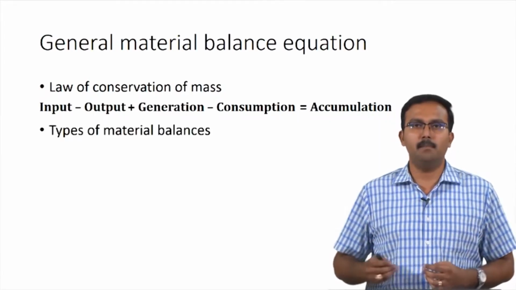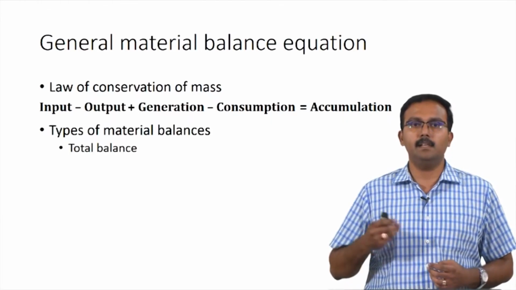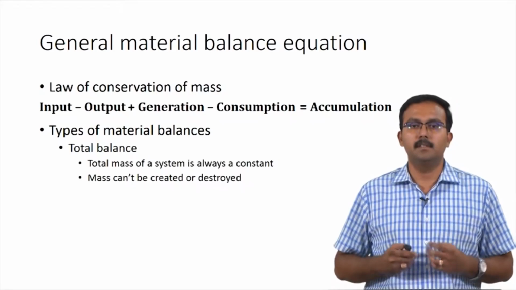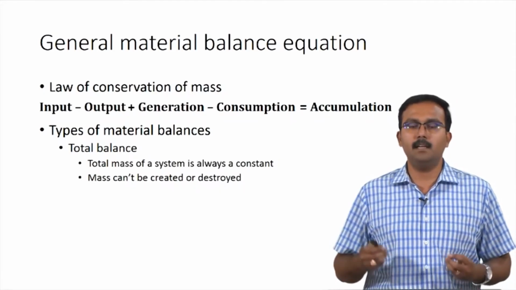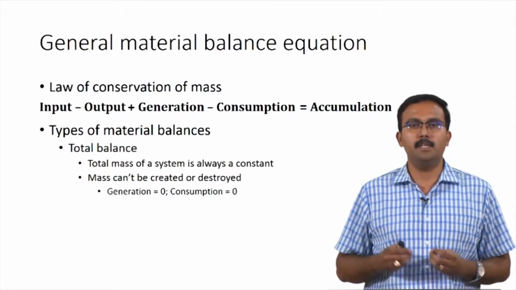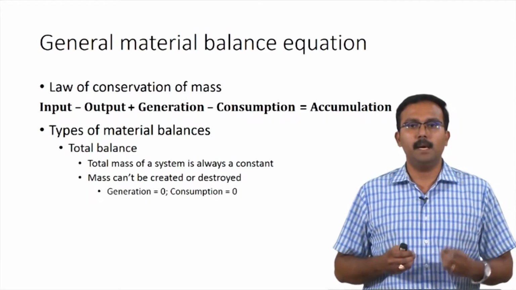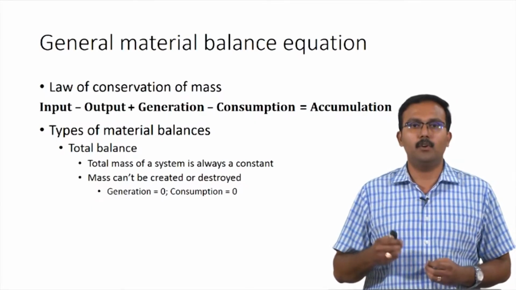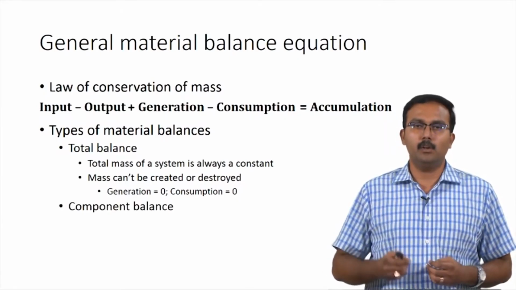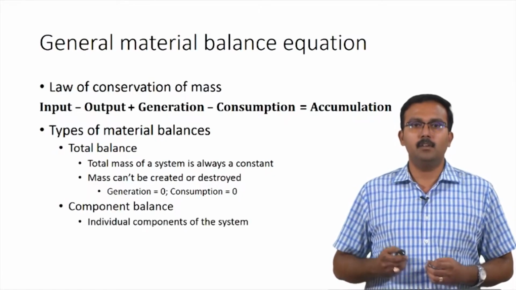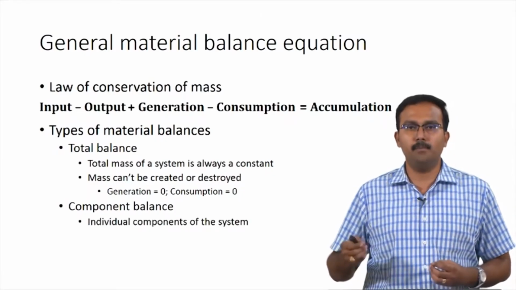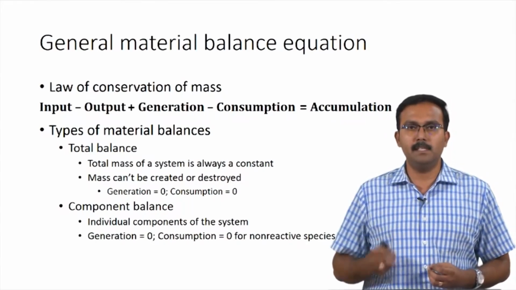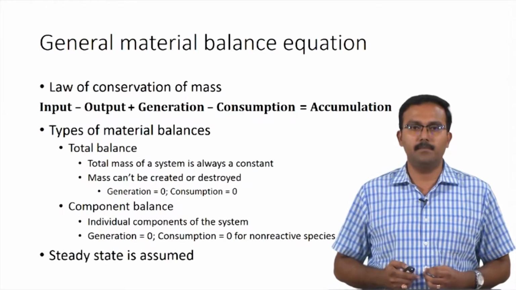What are the types of material balances that we can write? We can write a total mass balance. Total mass of a system is always conserved, which means mass cannot be created or destroyed, thereby the equation becomes input minus output equals accumulation, because generation and consumption terms are 0 for the total balance. You can also write component balances. Component balances are written for the individual components that are present in the system. Here generation and consumption will be 0 for non-reactive species.